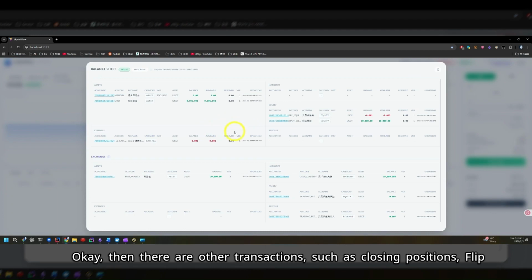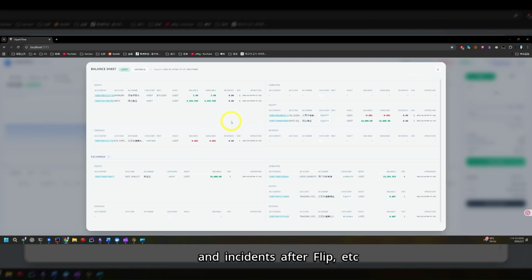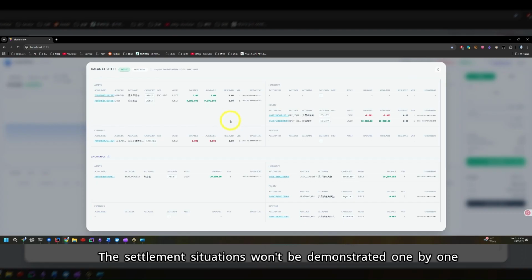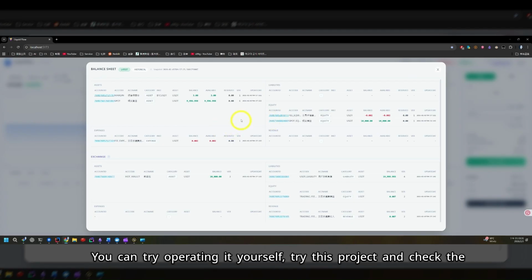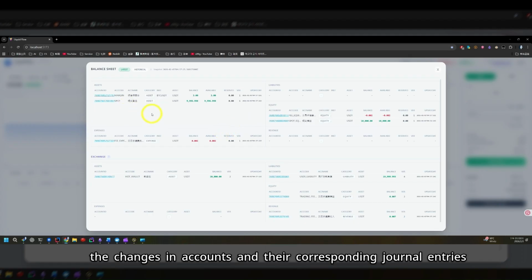Okay, then there are other transactions such as closing positions, flip, and incidents after flip, etc. The settlement situations won't be demonstrated one by one. I have verified them all. You can try operating it yourself, try this project and check the changes in accounts and their corresponding journal entries.